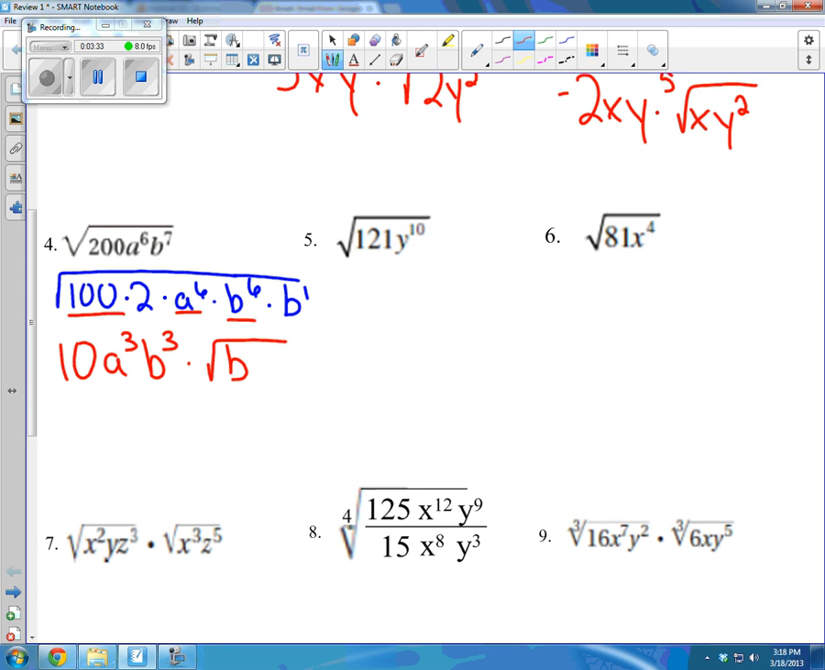All right, number 5, everything in number 5 is perfect, so the square root of 121 is 11, and then y to the 10th becomes y to the 5th. Number 6, same thing, everything's perfect, so I get 9 and x squared.